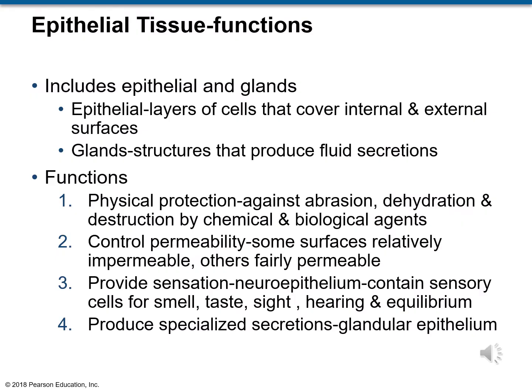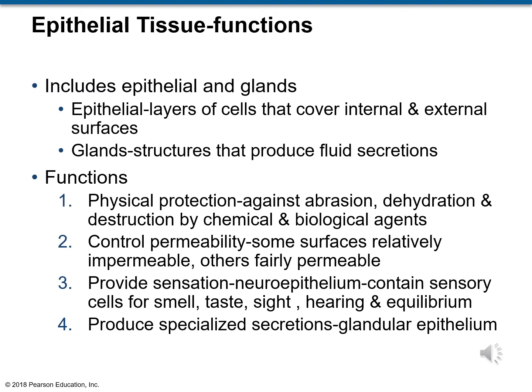We're going to start with epithelial tissue. Again, epithelial tissue will also be found internally and externally in organs and will also form our glands. The epithelial layer of cells is going to cover that outermost and innermost surface of the organs, and glands are going to produce secretions, fluid secretions.